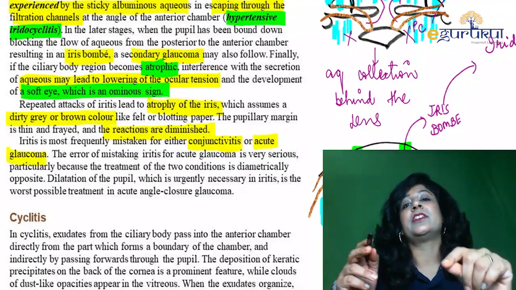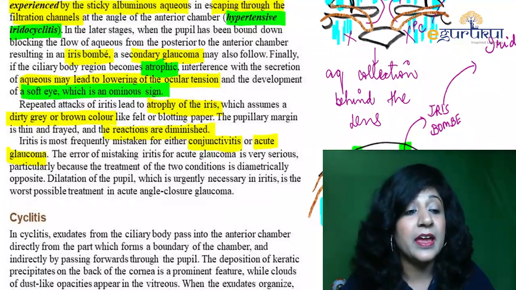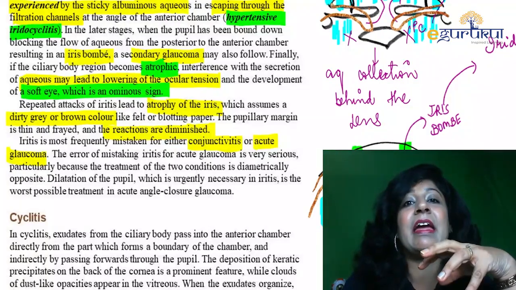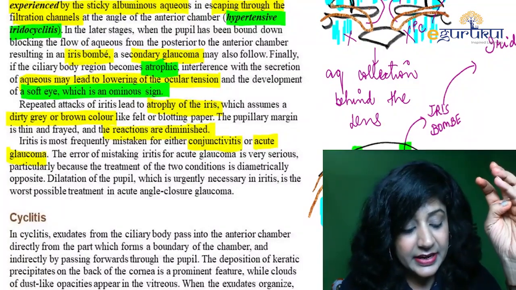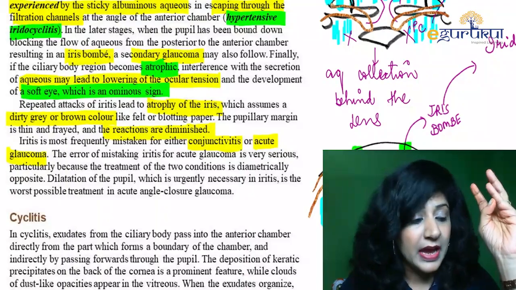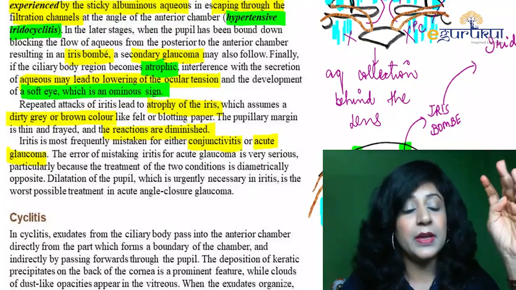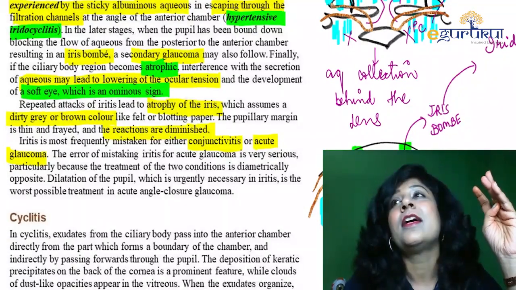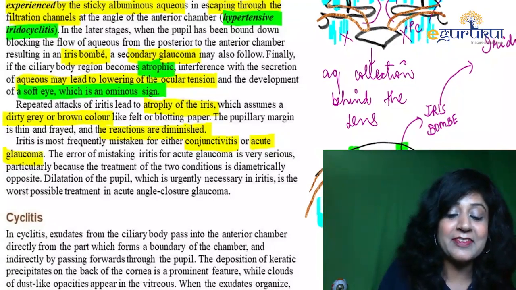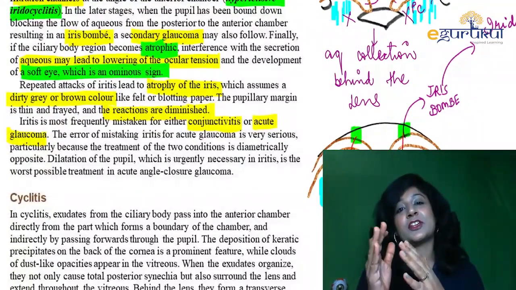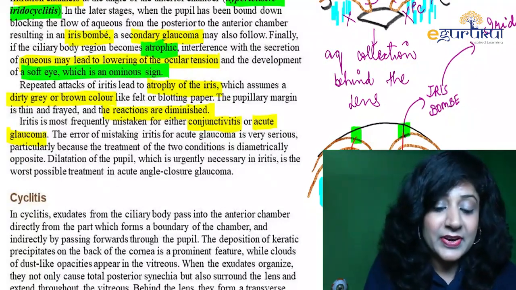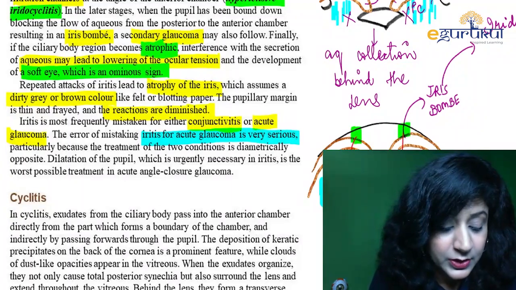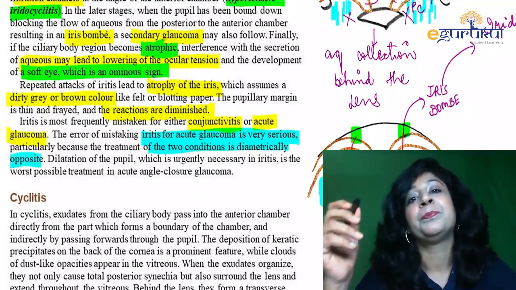See, iritis is a condition which again presents with an acute red eye, and wherever I have this acute red eye, I can keep it as a DD. Like it could be iridocyclitis, it could be iritis, it could be conjunctivitis, it could be acute congestive glaucoma. The error of mistaking iritis for glaucoma. Now you know some of the DDs are very dangerous because their treatment is just the opposite. So if you are mistaking iritis for acute glaucoma, it's very serious. Particularly the two conditions have opposite treatment.